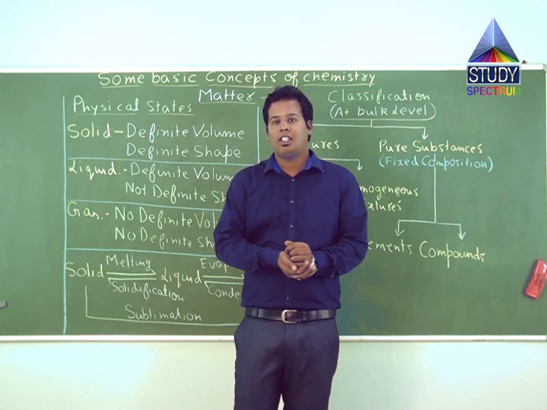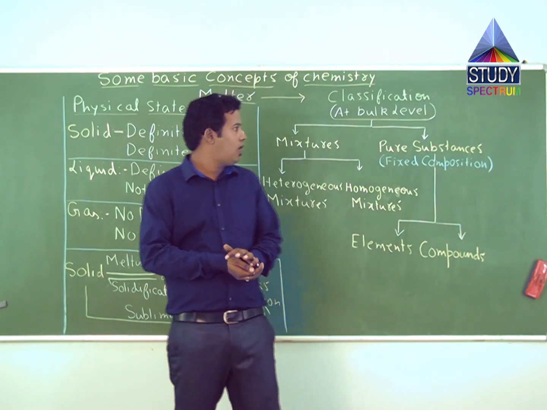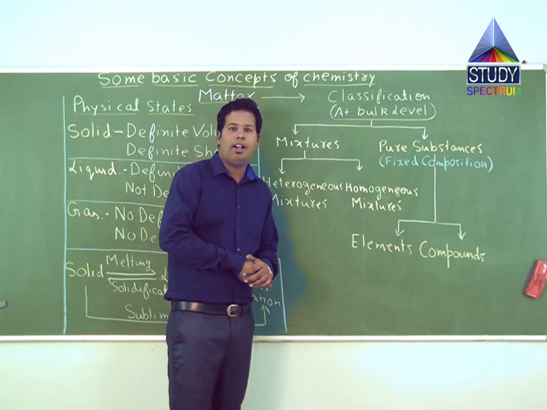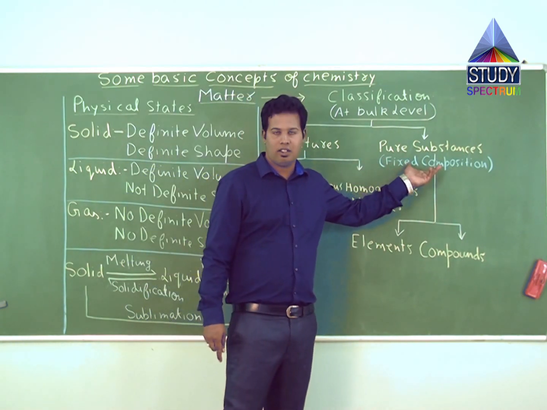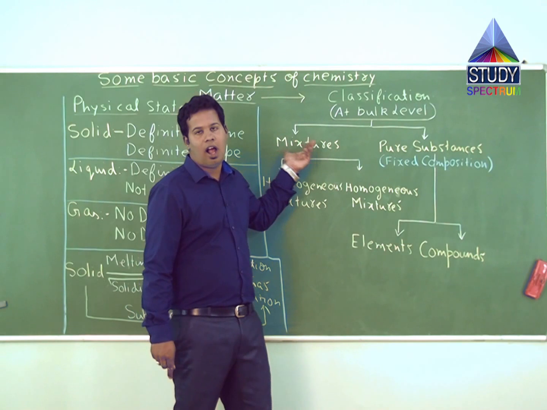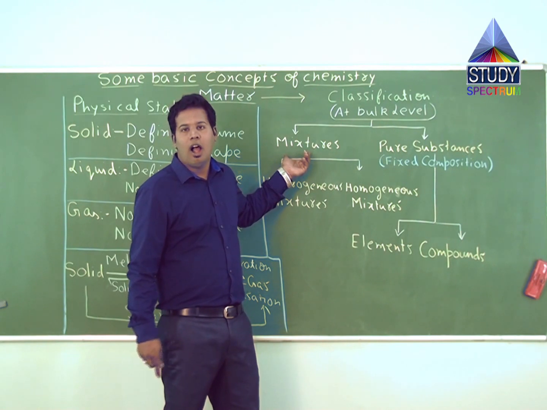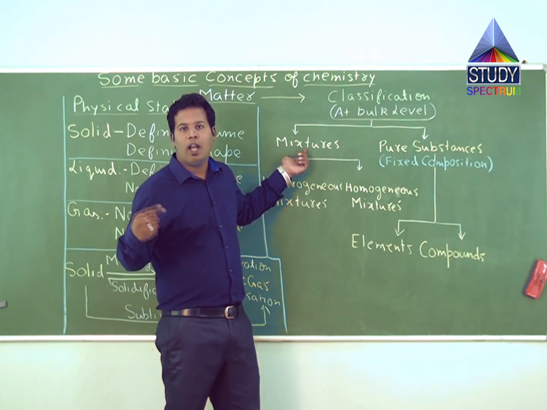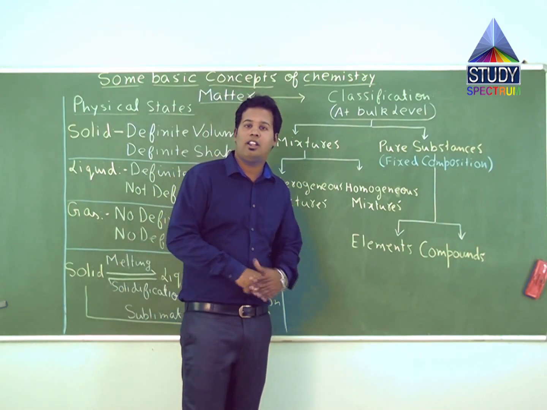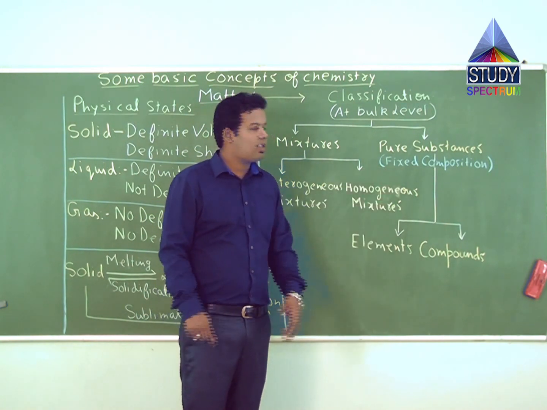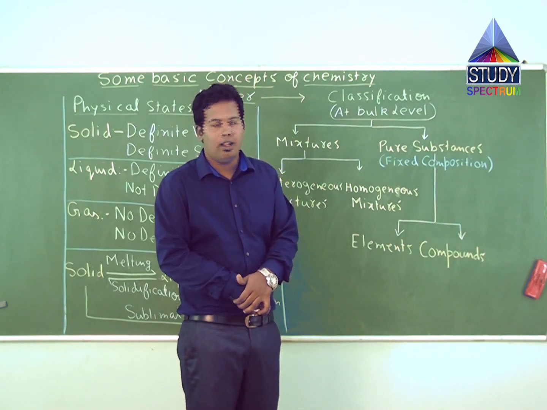Now let us talk about the classification of matter at bulk level or macroscopic level. Matter can be classified at bulk level into mixtures or pure substances. Now what is the difference between a mixture and a pure substance? A mixture may contain components in any ratio, and that ratio can be variable. Whereas a pure substance contains components at a fixed composition ratio. Correct?